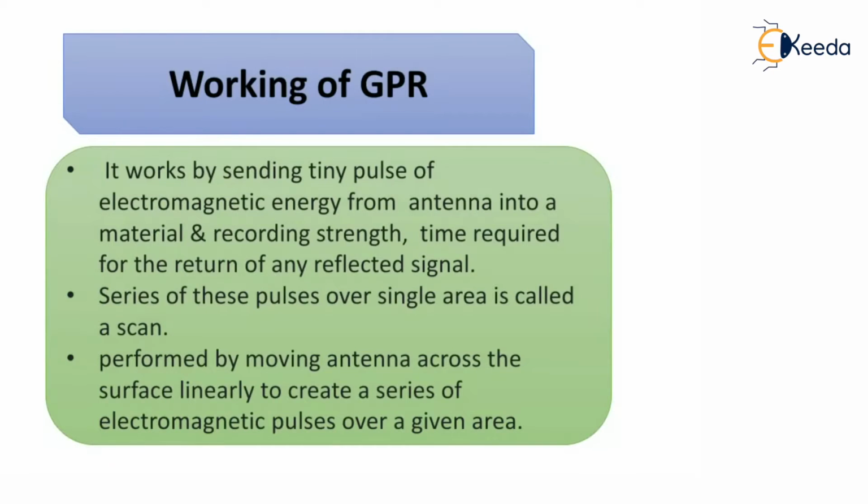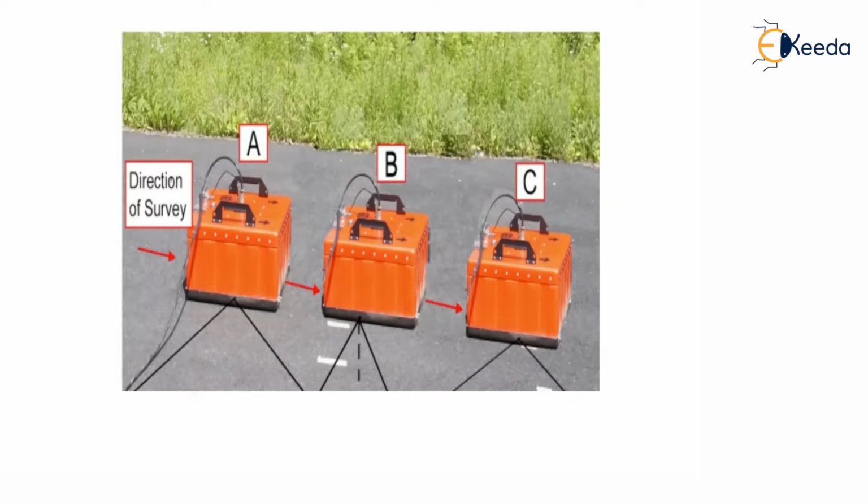Now we will see the working of GPR. The GPR works by sending a tiny pulse of electromagnetic energy from the antenna into the material and records the strength and the time required for the return of any reflected signal. This series of pulses over a single area is called a scan, and it is performed by moving the antenna linearly across the surface to create a series of electromagnetic pulses over a given area. So it should be in one line. The direction of survey should be in one line, so we can get the pattern.